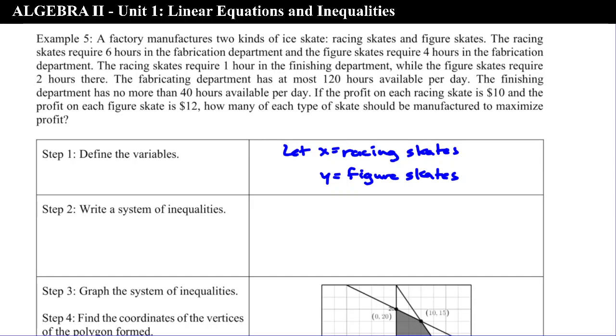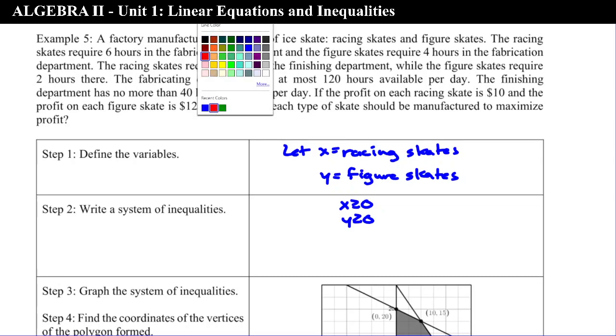And we're going to start off with taking x and y as being greater than or equal to 0. Because again, we can't spend a negative amount of time on doing any of this stuff. Okay, so that's going to be our starting point. Well, now let's pick apart a little bit of the problem here and figure out what our other constraints are going to be.